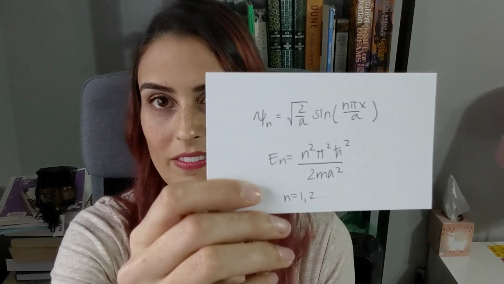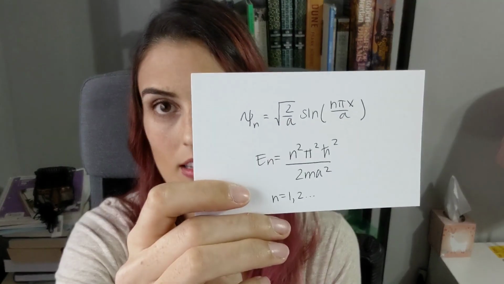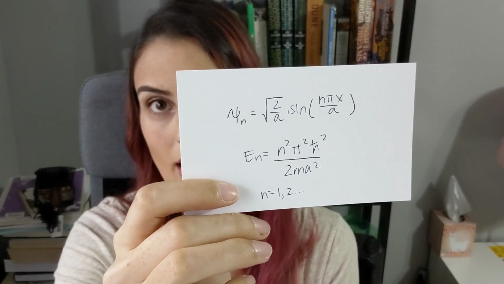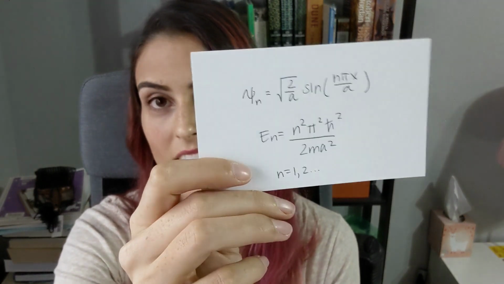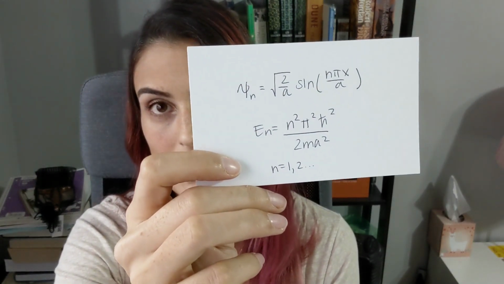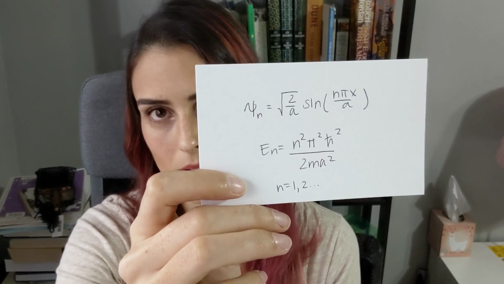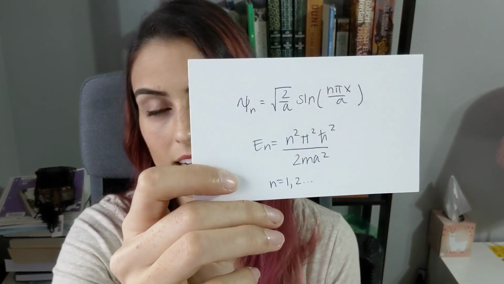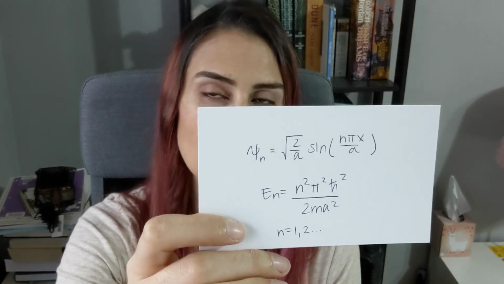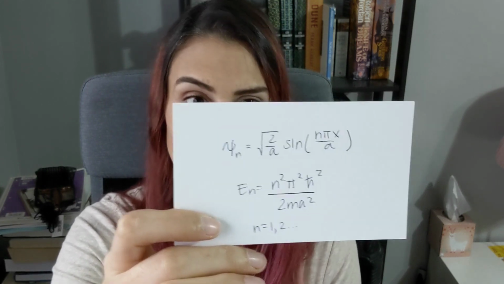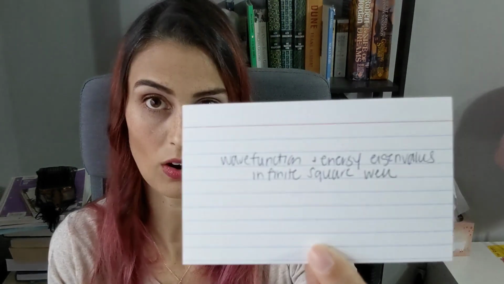So here you have a wave function, so little psi sub n is equal to the square root of 2 over a times sine of n pi x over a, and the energy E sub n is equal to n squared pi squared h bar squared over 2 m a squared. And n equals a positive integer. So this is the wave function and the energy eigenvalues for the infinite square well.